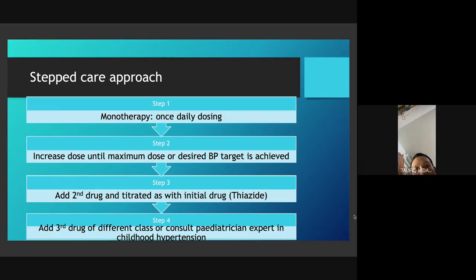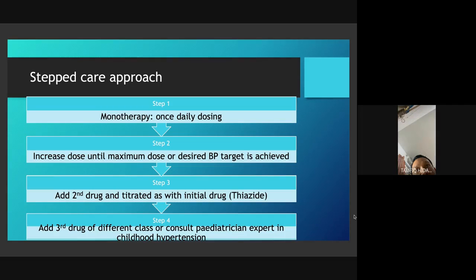Okay, treatment is more or less the same, because the choices of antihypertensive agent are the same as in adults. But usually, because kidney problem usually comes with edema, our easiest choice is to start with diuretics. If no edema, maybe a calcium channel blocker, nifedipine.